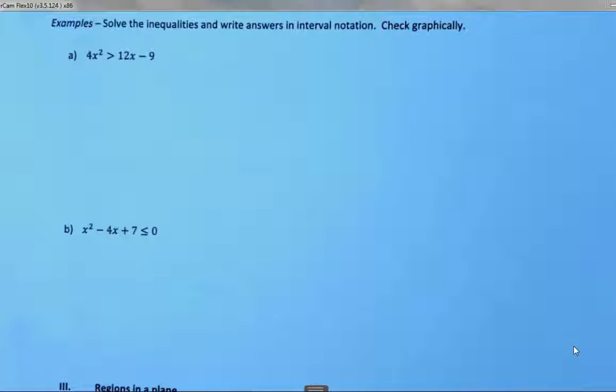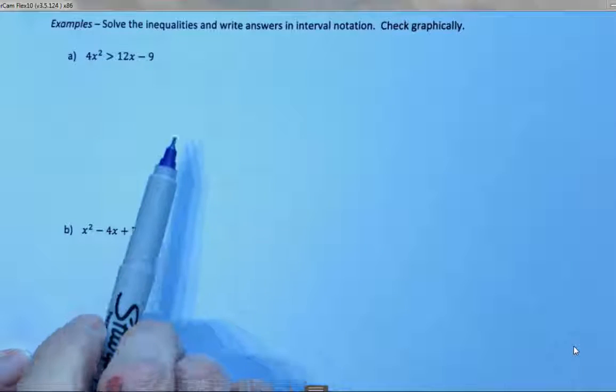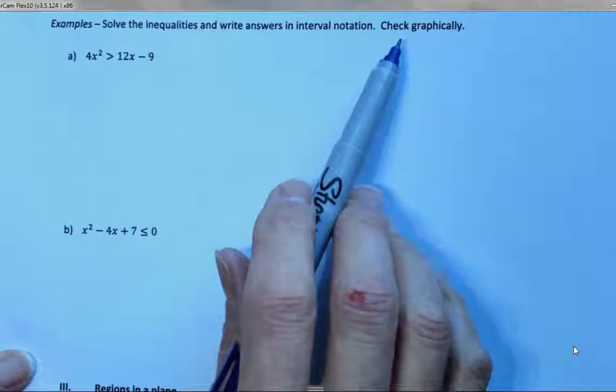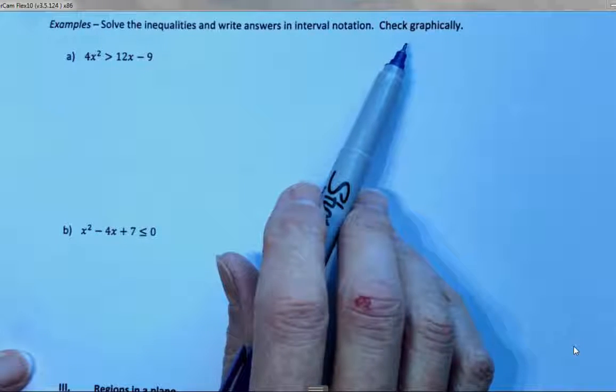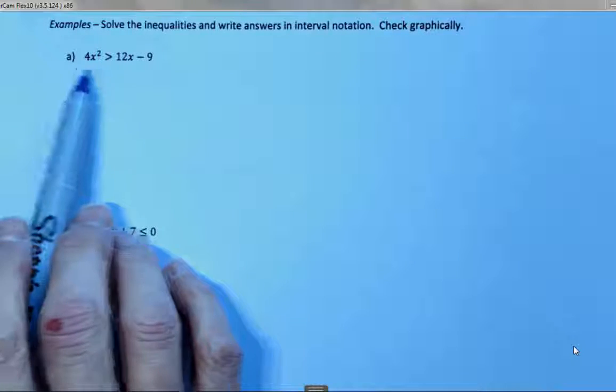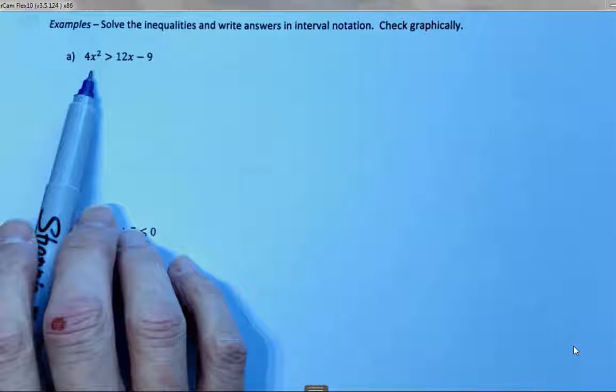I'm going to be doing some examples solving quadratic inequalities, and then I'm going to write the answers in interval notation and check them graphically. So the first thing that I need to do to solve this inequality is to get everything on one side and 0 on the other.